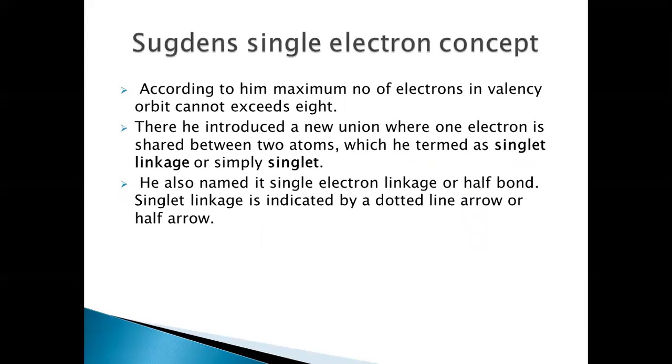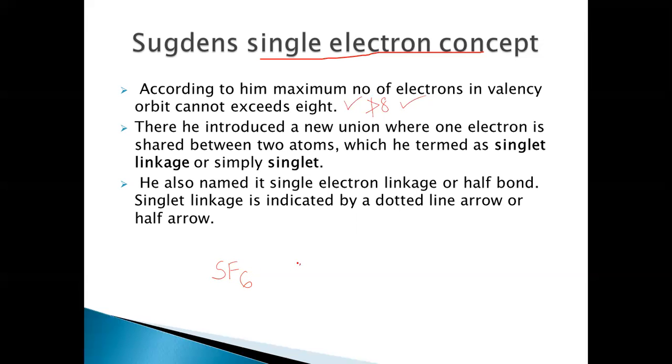So let's look at the first one. What is Sugden's single electron concept? The first thing he said is that the maximum number of electrons the valence shell of an atom or a molecule can contain is only 8. So it cannot exceed 8. This is following the octet rule. But how could it explain hypervalent molecules like SF6?